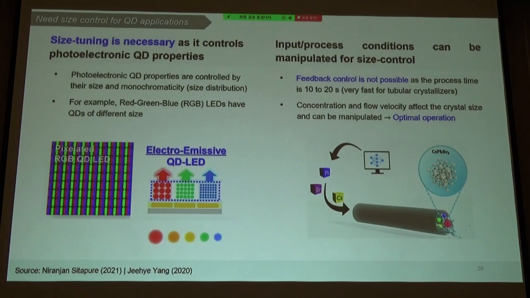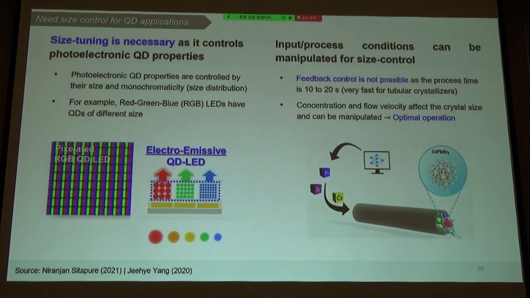So, with that, what would be the next step? As I mentioned, the size of QDs is quite important, because all the important properties are dependent on the size of the QD. So size tuning is very necessary. Since we have this model, we can utilize it to find the optimal input and process conditions to achieve the desired QD size.